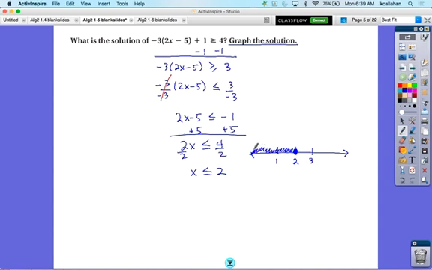Now for me, that should be adequate. If you can't think of this less than being to the left or greater than being to the right, when the variable is on the left here, then this inequality symbol is pointing to the direction of the shading. That's another way to keep that straight.